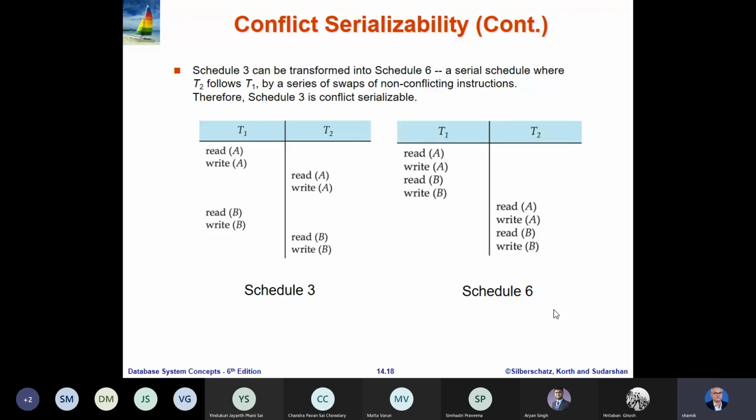Okay. But what we are saying here is that if I consider schedule 3, which is a concurrent schedule, and I can move T2's read A, write A below read B, write B of T1, then they will not conflict. The net effect of executing the concurrent schedule 3, no matter whatever the initial values of A and B, will be exactly the same as the execution of the serial schedule 6. Okay, so because of that, schedule 3 is conflict serializable. Is that clear?